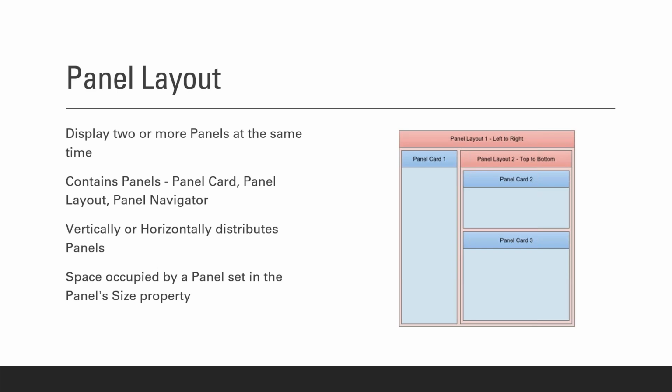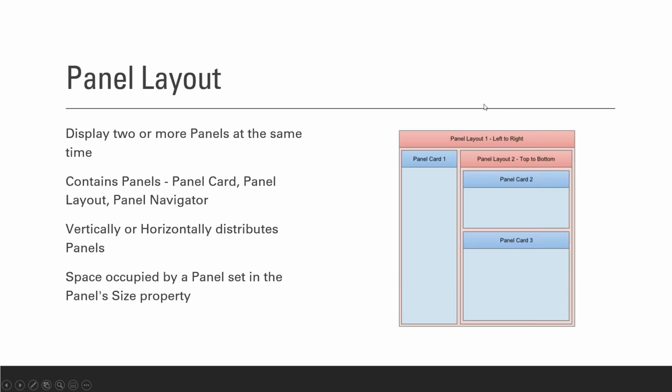So they support nesting. And the space occupied by the things within the panel layout is actually determined by the objects themselves. Every panel layout, panel card, or panel navigator placed within a panel layout has a size property that's exposed, and that size property can be used to say how much of the width or the height, depending on the type of layout you have, that panel layout occupies.